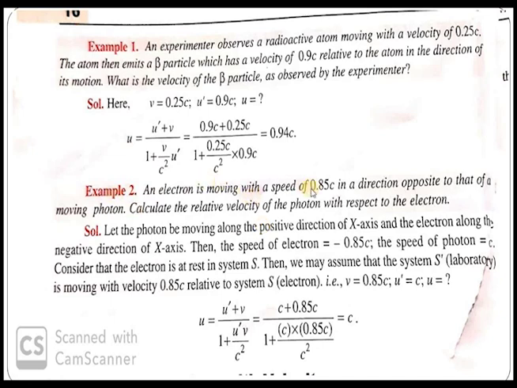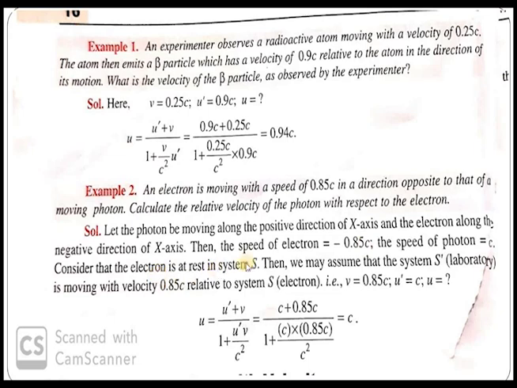Okay, an electron is moving with a speed 0.85 c in the direction opposite to that of a moving photon. Calculate the relative velocity of the photon with respect to the electron. We have to find the velocity of the electron with respect to the photon. Photon is light with velocity 3 × 10^8 meters per second. Let the photon be moving along the positive x direction and the electron along the negative x direction. The speed of the photon is plus c, so the speed of the electron is minus 0.85 c, since it is opposite.